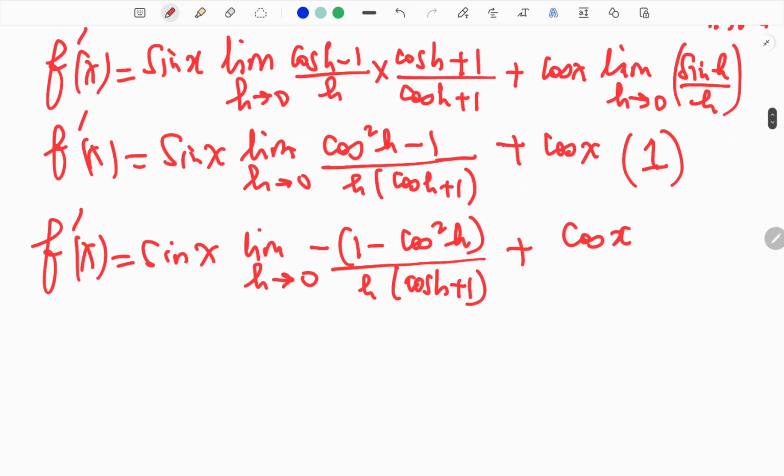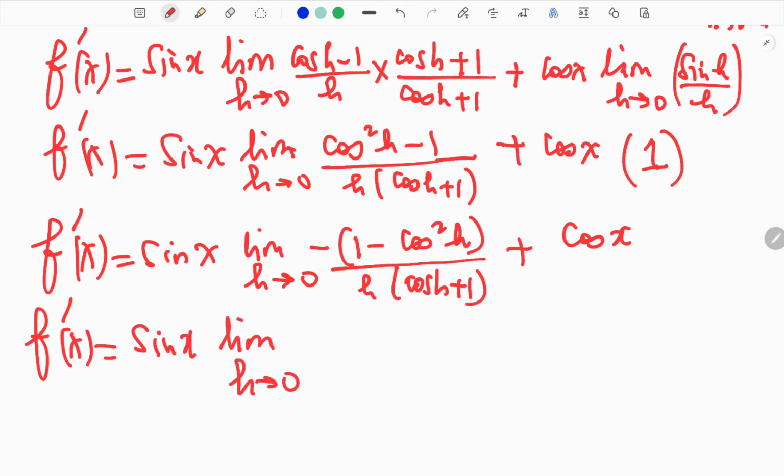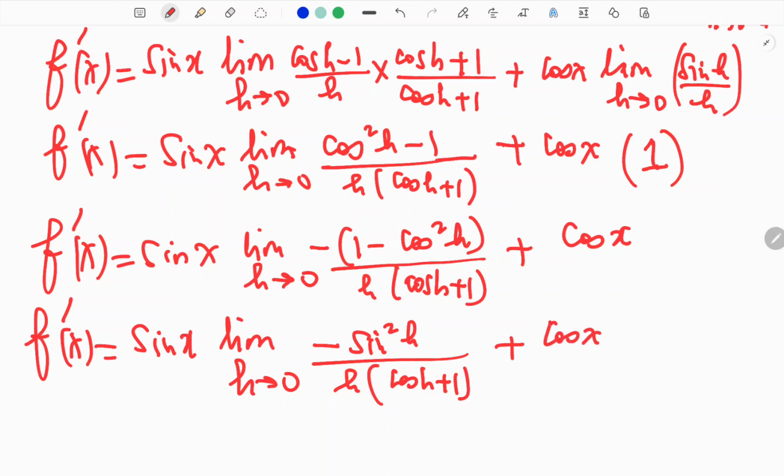Right, in the numerator now of this expression, we already have the Pythagorean identity, the squares identity, in the numerator. In which case, therefore, we have the limit as h approaches 0. What is 1 minus cos squared? Is sine squared. So that's minus sine squared h, divided by h into cos h plus 1, plus cosine x.